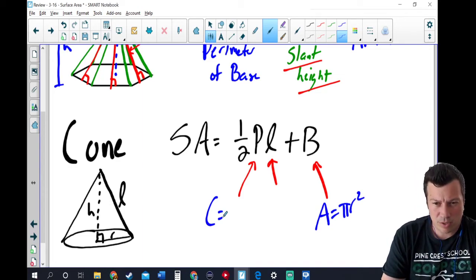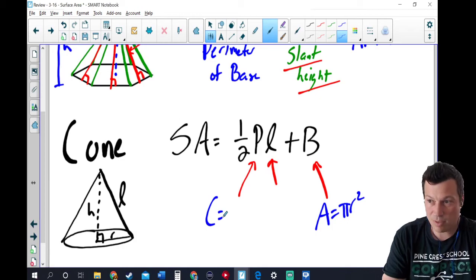Let's see. Got a question. In the formula, it's the slant height. Yeah, the formula is the slant height. You sometimes are given the height, you got to find the slant height. You need the slant height for the surface area formula, for sure. Does the normal height form a 90? Yes, normal height would form a 90.